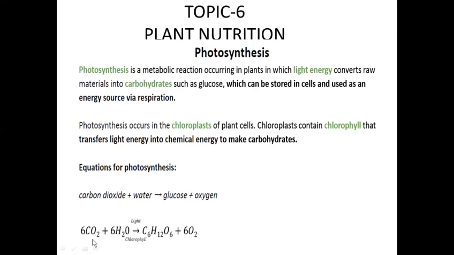See, carbon dioxide gas and water react together in the presence of light, and they make glucose and oxygen. So this is the importance of this process, that carbohydrate, that is the food of the plant, is made by this process. Did you understand this slide? Anything that you didn't understand, you can ask me, please.